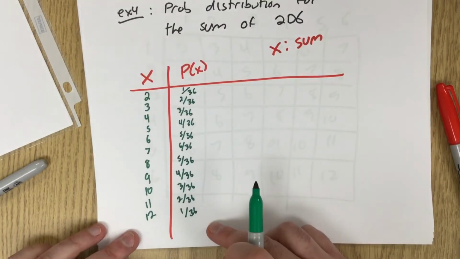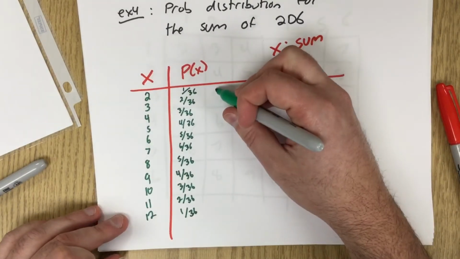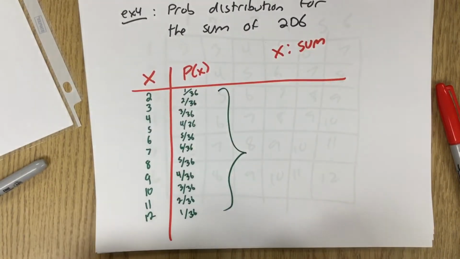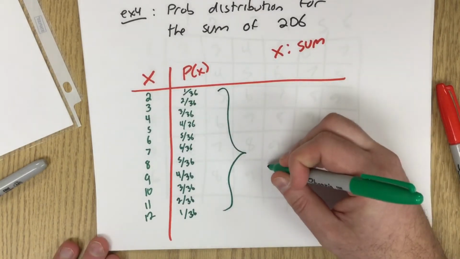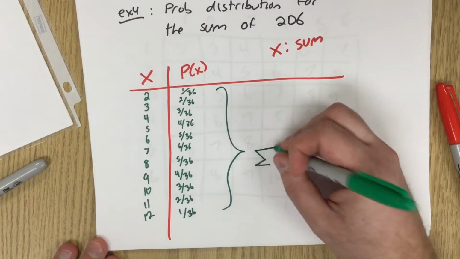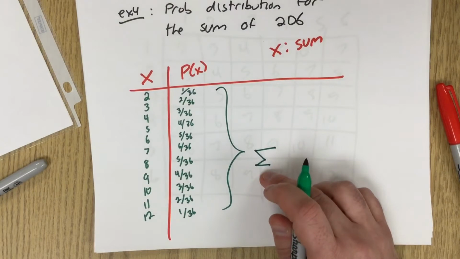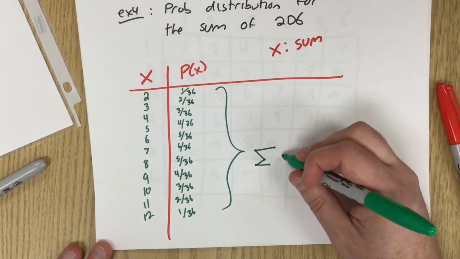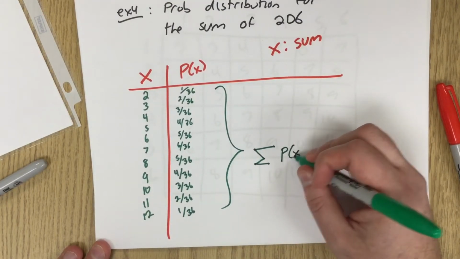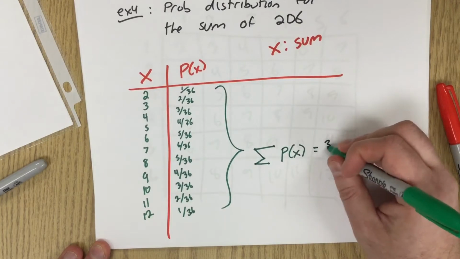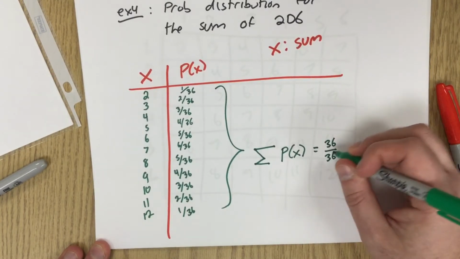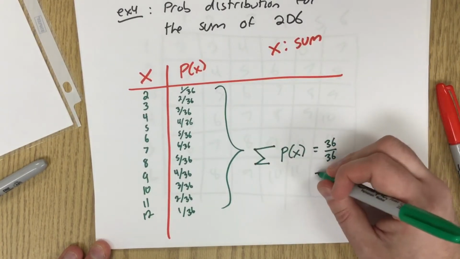If you added up all these probabilities, you would get, I'm going to give you a symbol. This over here, that means to add things up. So if you add up all the probabilities, you would get 36 over 36. That's a capital sigma, which is 100%.